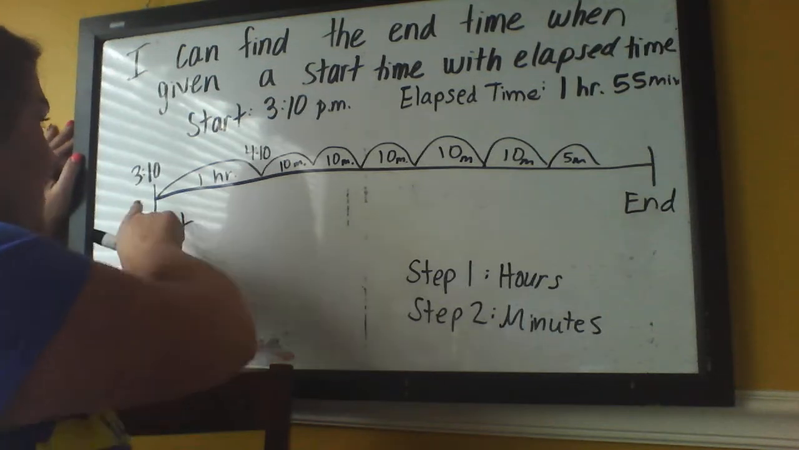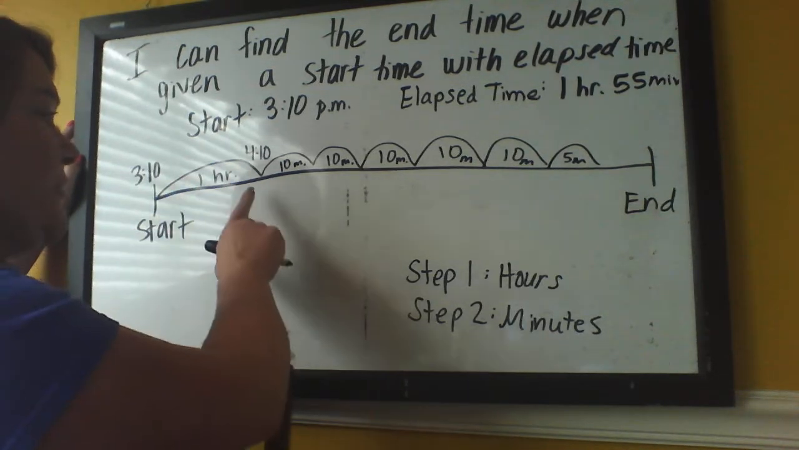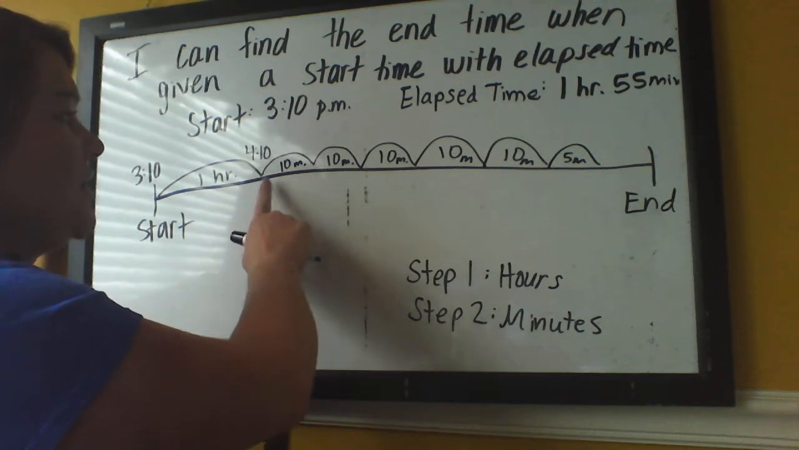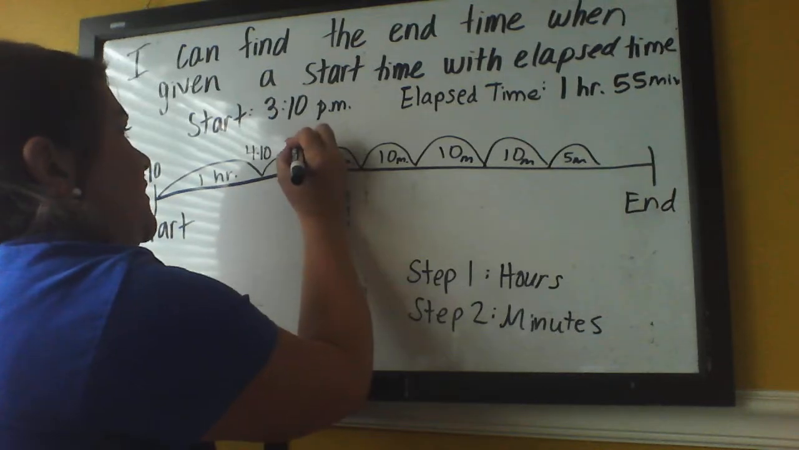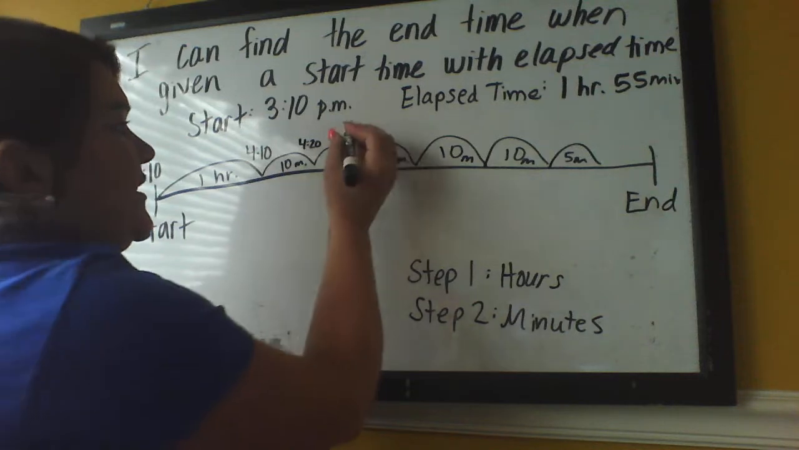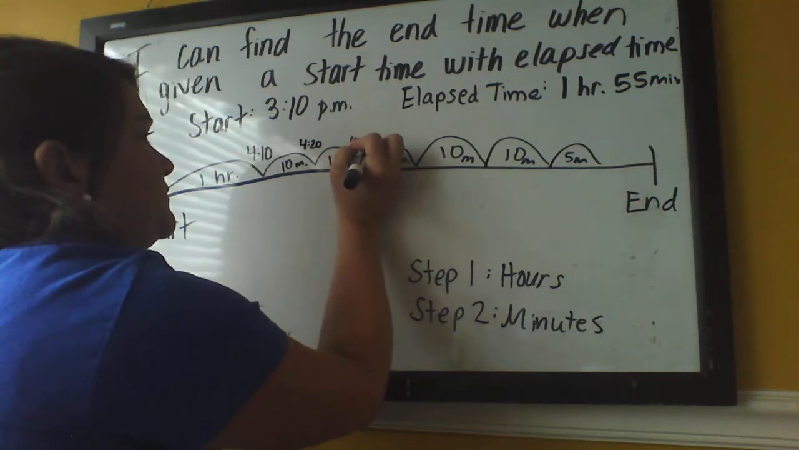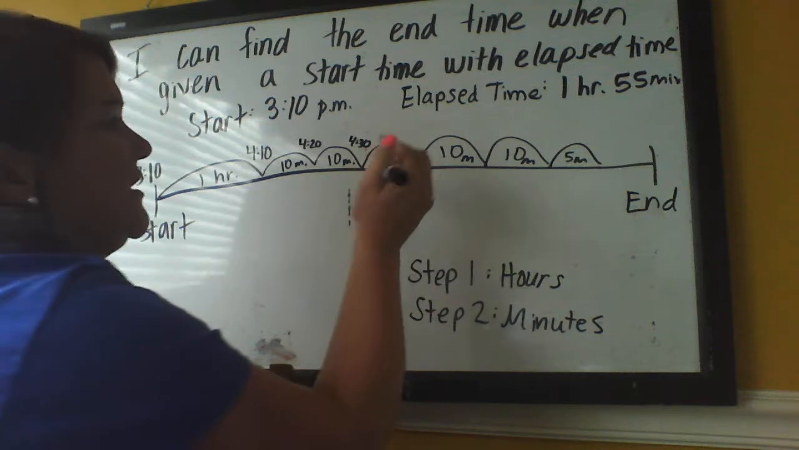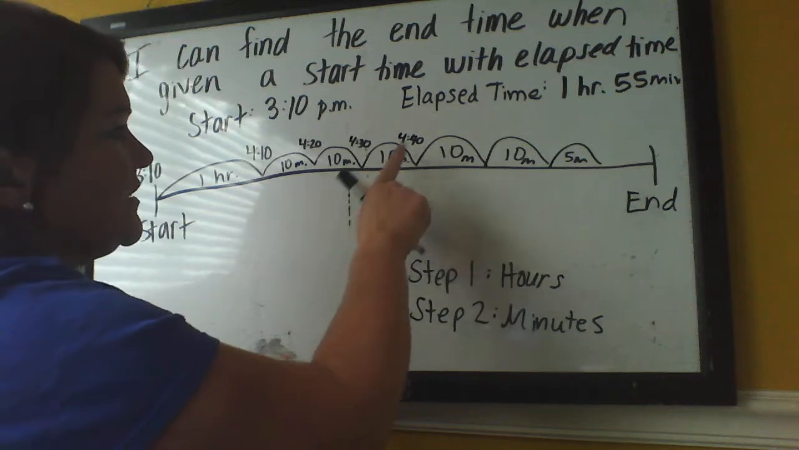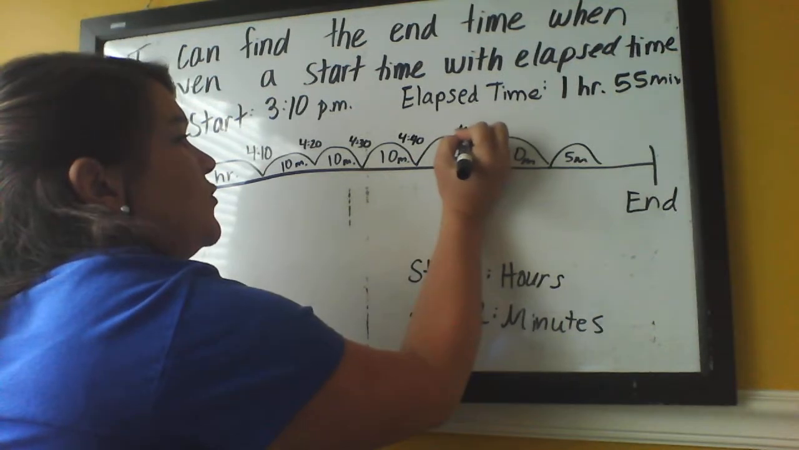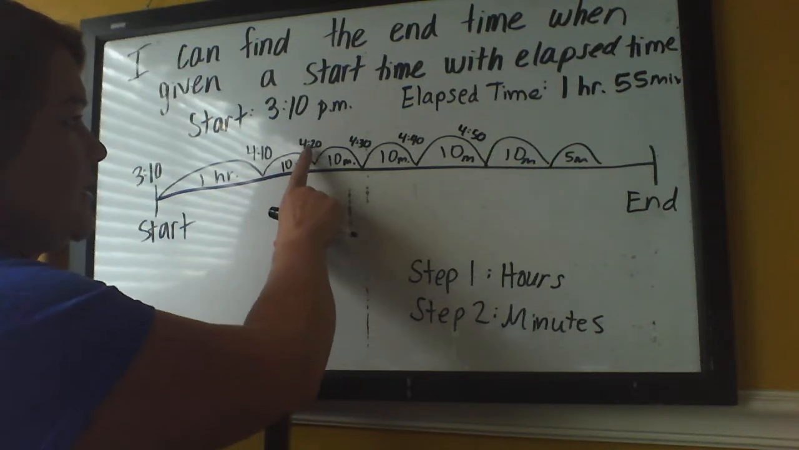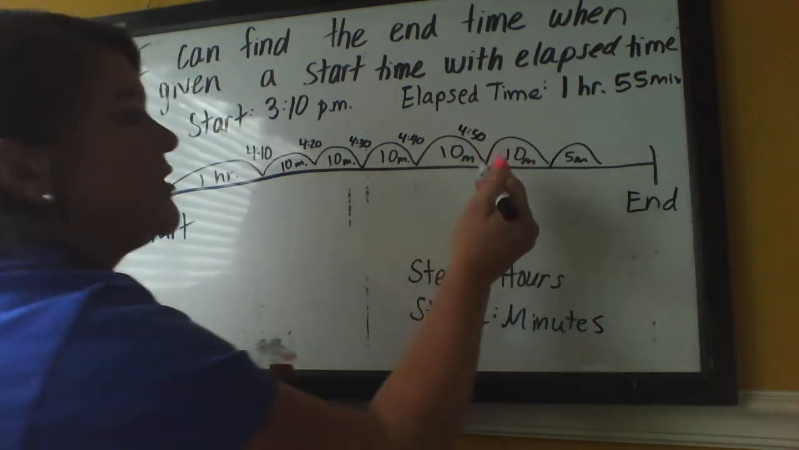Well, I figured out if I start at 3:10, 1 hour would be 4:10, but now I need to go 10 minutes. So ask yourself, if it's 4:10, what time will it be in 10 minutes? It'll be 4:20. Then another 10 minutes, if it's 4:20, now it's going to be 4:30. And another 10 minutes, it will be 4:40. And then another 10 minutes, it'll be 4:50. Okay, so I've gone 10, 20, 30, 40, so I need to go another 10 minutes.